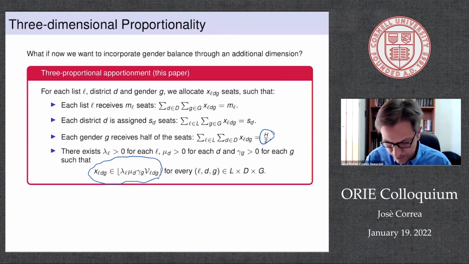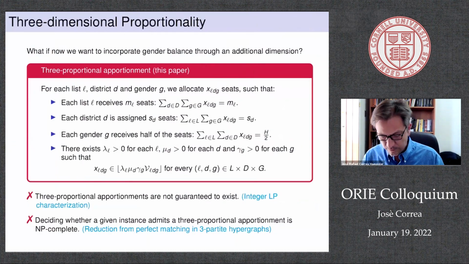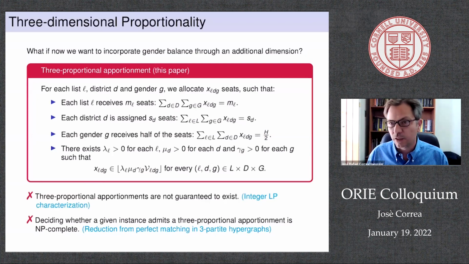Okay, so bad news. We cannot guarantee existence of a three-dimensional proportional apportionment. And it's fairly natural that when you go back to the LP, you can extend this fairly easily, but now you have a 3-dimensional matching problem. So, I mean, it's not going to work as easily. And it's even NP-complete to decide whether a given instance has a 3-dimensional proportional apportionment. And this is naturally, again, a reduction from perfect matching in 3-partite graphs.